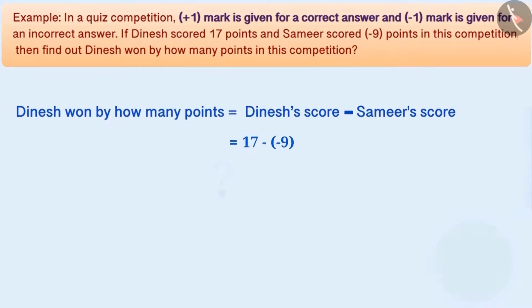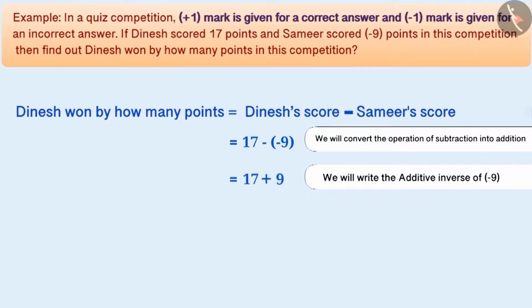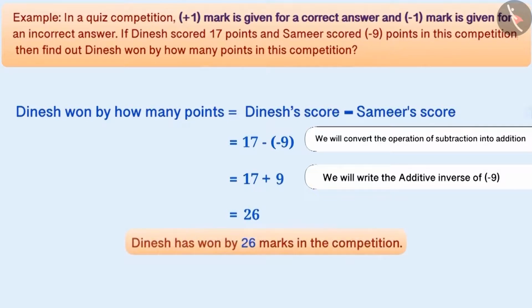You've got it right. First, we will convert the operation of subtraction into addition. In order to do this, we first write the first number as it is. Now, we change the sign of subtraction and write the sign of addition. Then, we write the additive inverse of the other number. To do so, we change the sign of that number. Now, we find the result of 17 plus 9, which is 26. This means Dinesh has won by 26 marks in the competition.